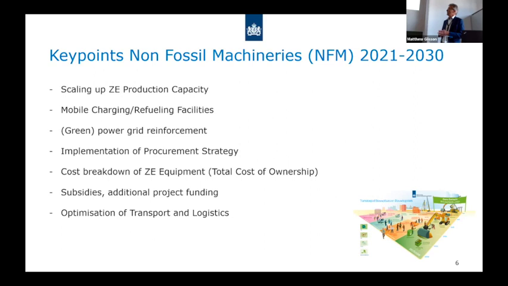Another one is the mobile charging facilities or the power grid reinforcement. The zero emission machinery has to be charged, of course. Without current, there's no charging, and they won't be able to operate.